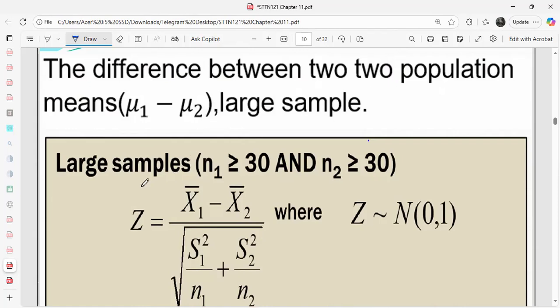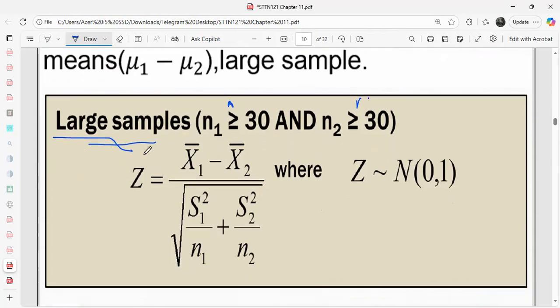The condition is that we are dealing with large samples, N1 is greater than or equal to 30. Let's say, for example, N1 is 35 and N2 is maybe 40. Then the formula we use is the one for Z, which is sample mean 1 minus sample mean 2, divided by the square root of variance 1 over N1 plus variance 2 over N2. Then you get the test statistic.